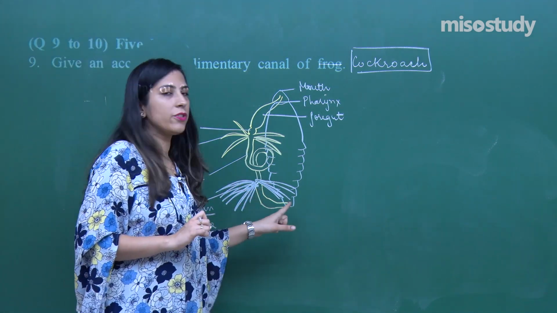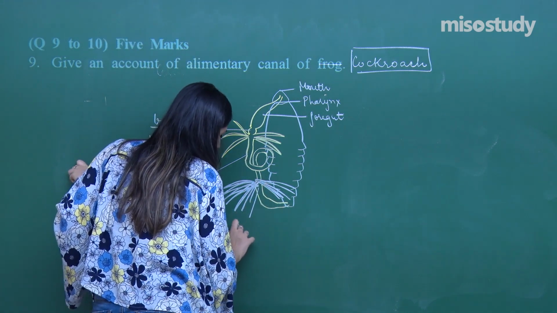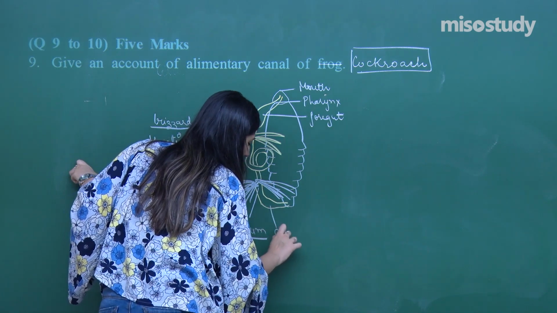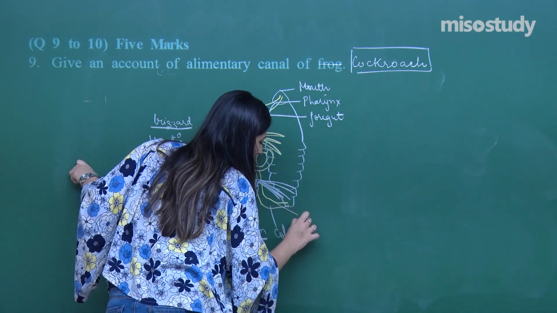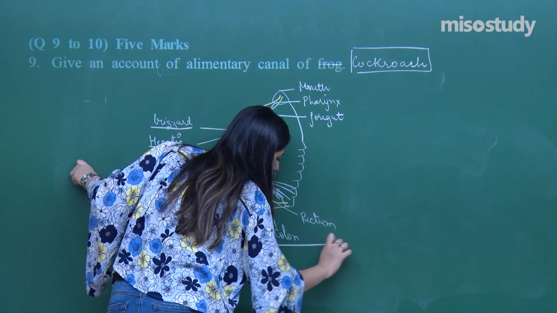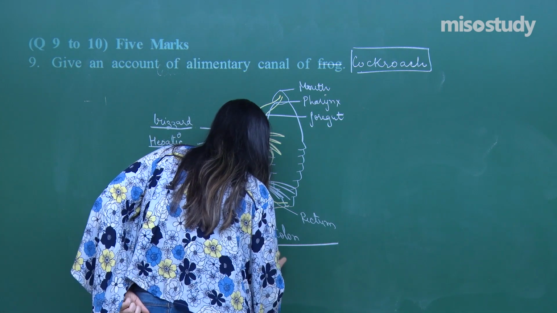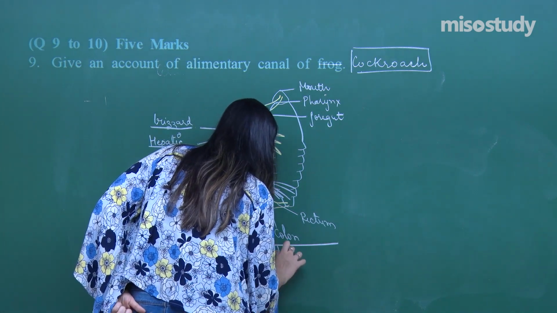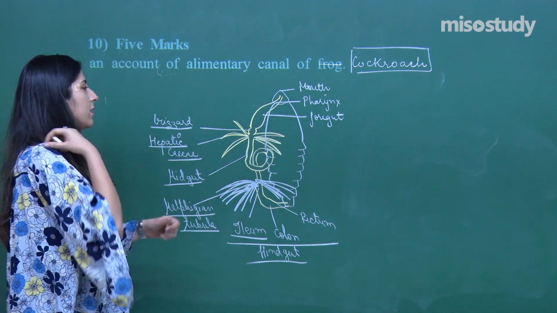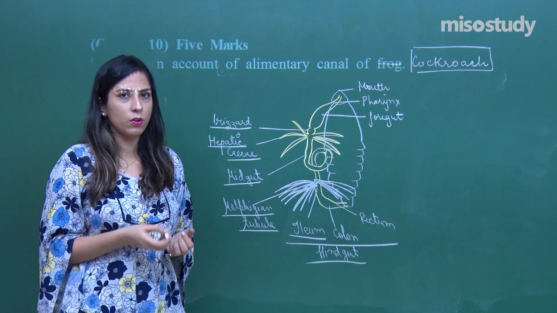Another region which starts from this place is called the hindgut. Ileum, then we have the colon, and the last region is called the rectum. All of these form what? The hindgut. Right. We have discussed in detail the digestive system, or the alimentary canal, of a cockroach.